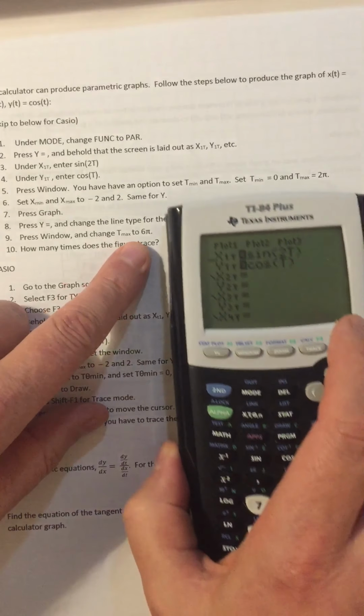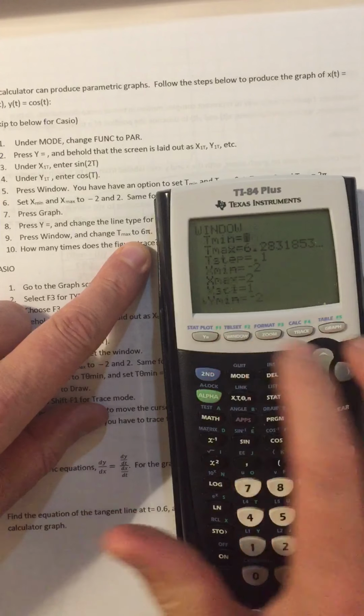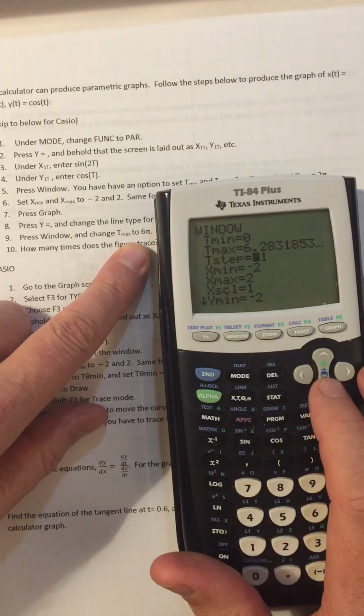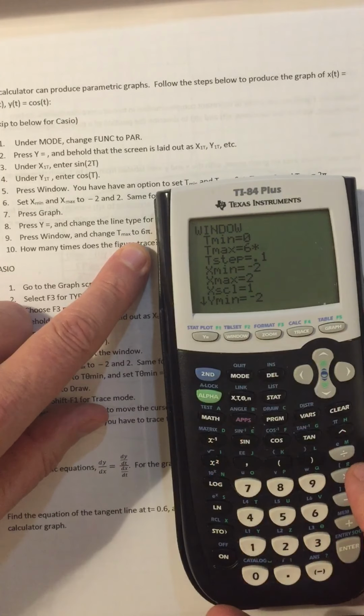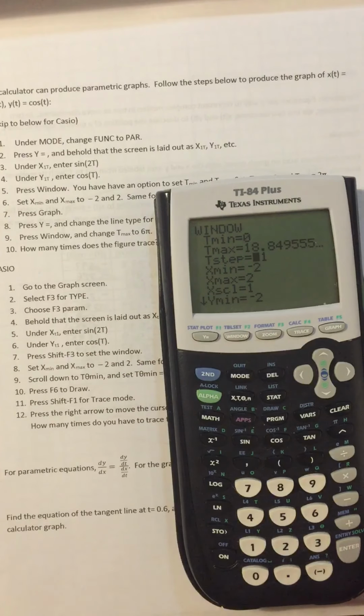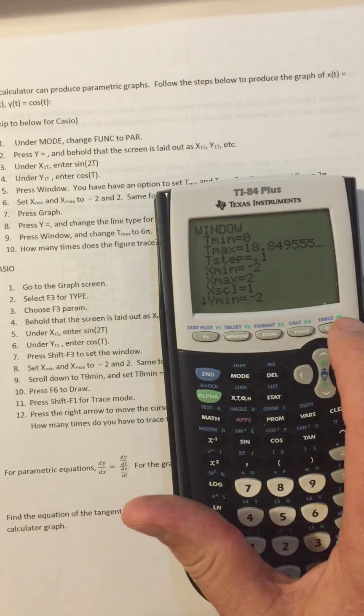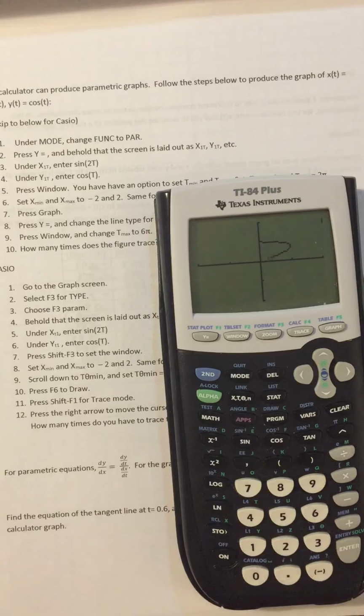All right, and look, we're going to set up the Tmax to 6pi. So if I go to the window, we're going to set the Tmax to be 6pi, 6 times pi. All right, what do you think is going to happen? How's it going to be different? So here we are tracing the graph, and you're going to see why I put the ball. Because it goes around again. Here it's going a second time. And then it goes around a third time.